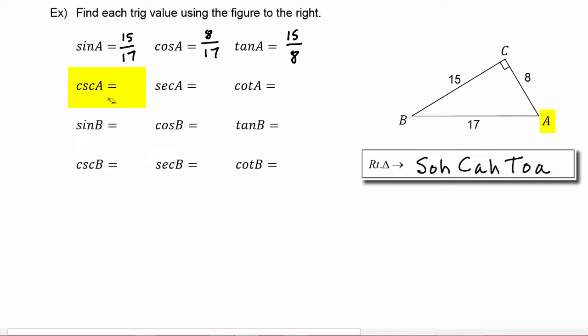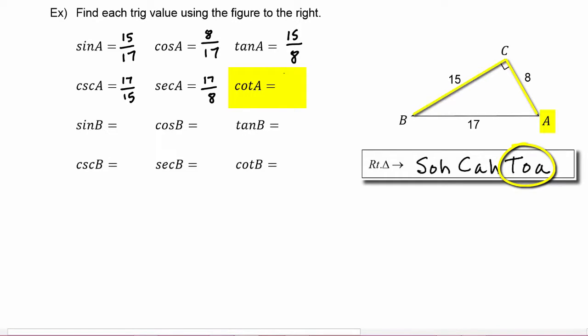Cosecant A, we know, is the reciprocal of sine of A. We know it's hypotenuse over opposite, so we get 17 over 15. Secant A will be the reciprocal of cosine A, so it is hypotenuse over adjacent, 17 over 8. And cotangent of A is the reciprocal of tangent of A, so we know that it will be adjacent leg over opposite leg, 8 over 15.